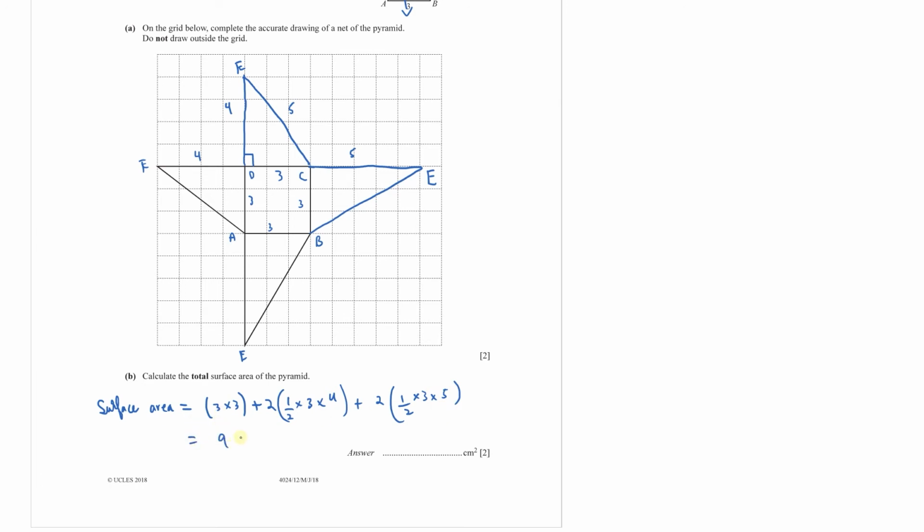So this will be 9 plus, 2 and 2 cancel out, 12 plus, 2 and 2 cancel out, 15. 15 plus 12 is 17. Oh no, sorry, 27. And then 27 plus 9 is 36. So your total surface area for this pyramid is 36 centimeters square.